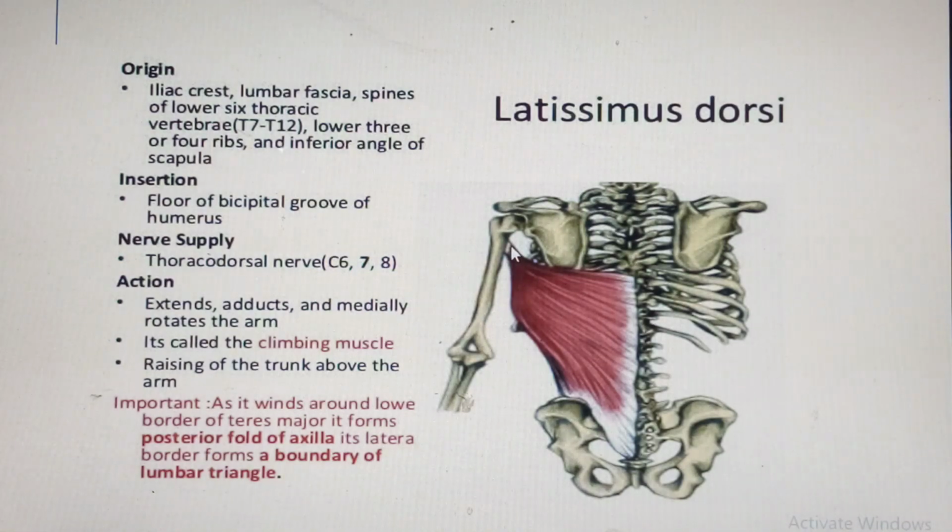But at the end of the day, they wind around and then come all the way to insert on the floor of the intertubercular sulcus of the humerus, because between the two tubercles there will be a sulcus, the intertubercular sulcus, and that's why we have this mnemonic: a lady between two majors. Pectoralis major inserts on the lateral lip of the intertubercular sulcus, teres major the medial lip, and of course latissimus dorsi inserts in the floor of the intertubercular sulcus, otherwise known as the bicipital sulcus.